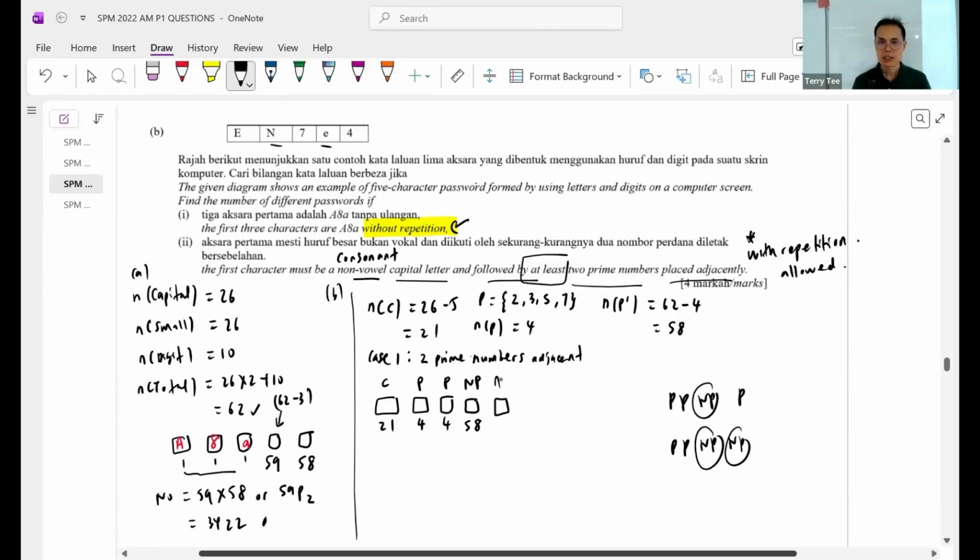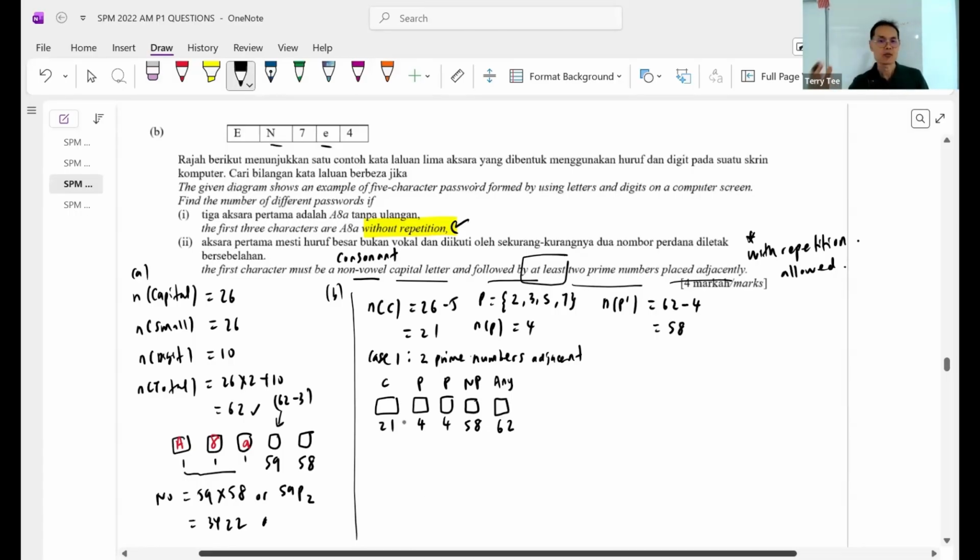Okay, let me write here. It can be anything. You can use prime or non-prime number. What matters is the first two are adjacent. Third one and fourth one can be anything. I mean, third one must be non-prime. Last one can be any. Okay, any is how many? 62. All right.